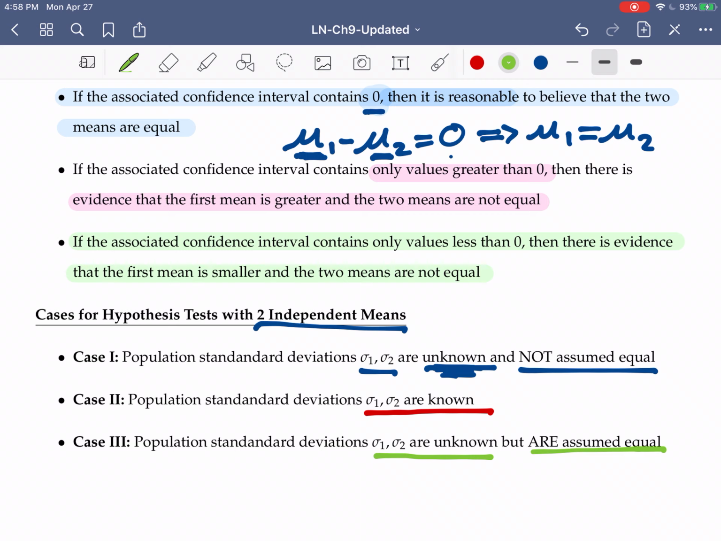Those will be the 3 different cases. We will talk about those in the next few videos. We'll deal with each case separately and look at associated examples. We will talk to you there.